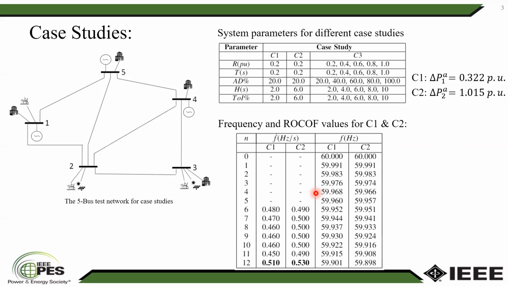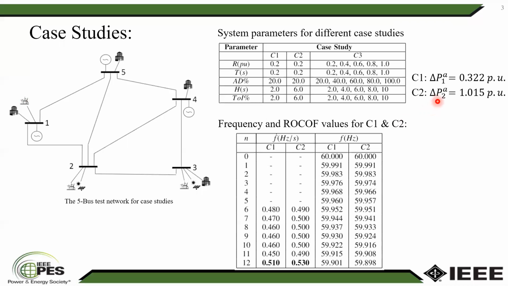After that, we implement the proposed formal method on a case study that has 5 buses and 3 synchronous generators. As you can see, we have wind farms and solar panels also. So we considered different combinations of the parameters like R, T, A, D, H, and TOI. We ran 10,000 different simulations based on these combinations, but we only picked 2 of the combinations, called C1 and C2, and we are giving the behavior of the ROCOF and frequency for these 2 case studies.